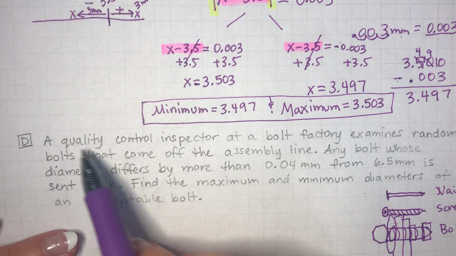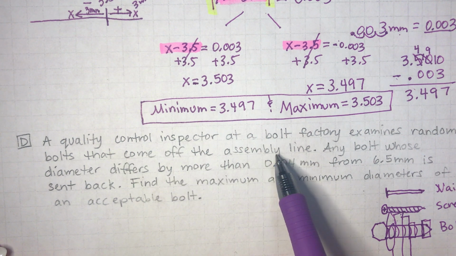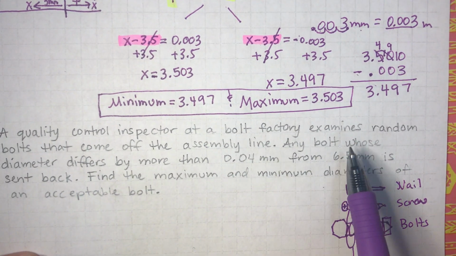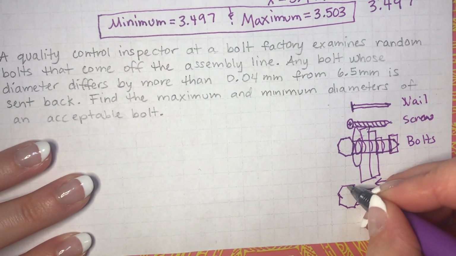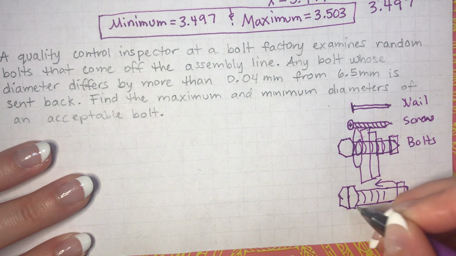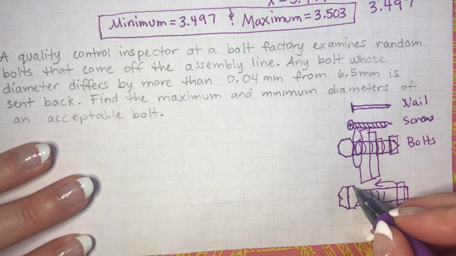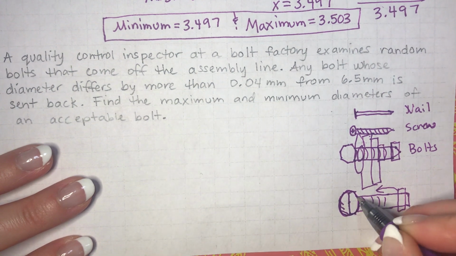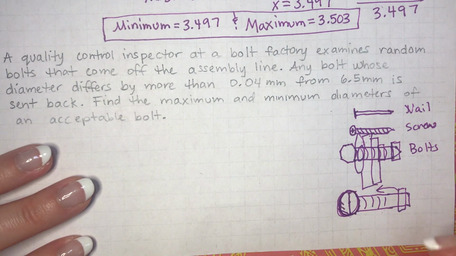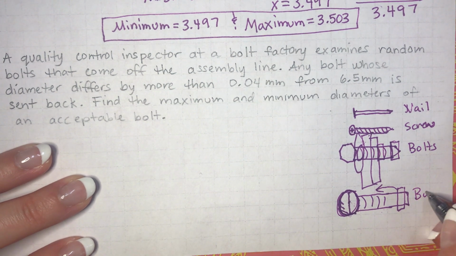So it says a quality control inspector of a bolt factory examines random bolts that come off the assembly line. Any bolt whose diameter, okay, the diameter would be the distance from here going through the center all the way to there. You know what? Bolts might be circular. I think they're circular. I take that back. You drill a hole, you put it through, and then this thing you screw on the back side of it. That's a bolt.